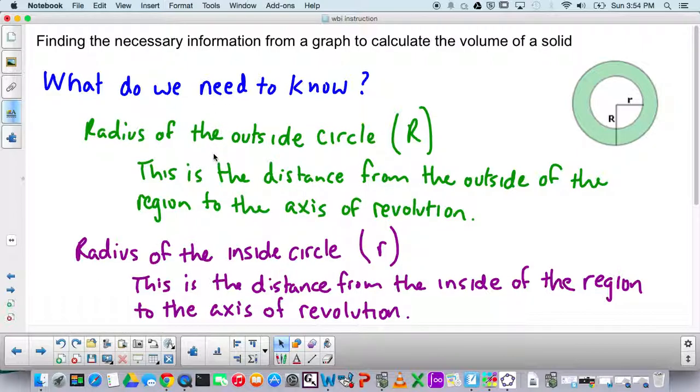Third thing we want to know is the radius of the outside circle. Like I said, we're going to have a washer, and we need to find the volume of that little washer. So we're going to need to know the area of the base and the height. To find that area of the base, we need to know the radius of the outside circle, which we'll denote with a big R. That's the distance from the outside of the region to the axis of revolution. Then we need to know the radius of the inside, to figure out what part we need to get rid of. We'll denote that with a lowercase r. That's the distance from the inside of the region to the axis of revolution.